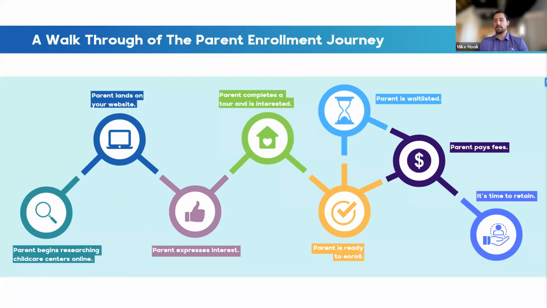If you put them on a wait list, what information are you giving them to keep them up to speed with your center? Or are you just putting them on a wait list and saying, oh, they're parents, they have to come to us. Or, oh, they're parents, they've already chosen us. Well, how many times have we chosen something and changed our mind?